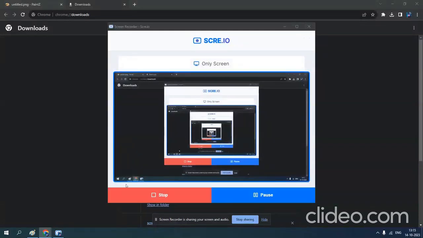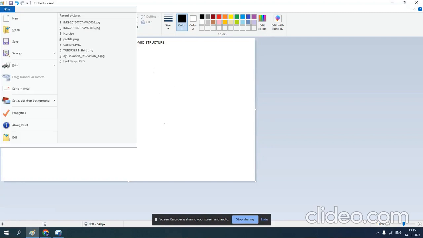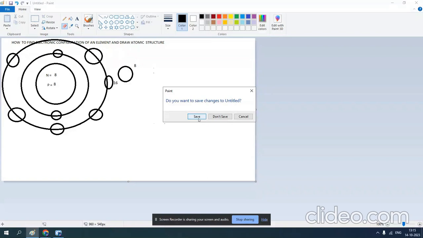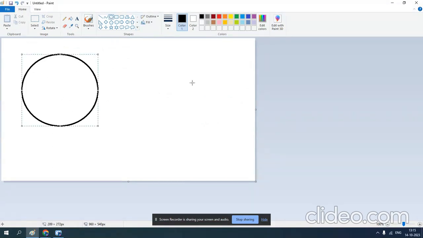Hello guys, today we're going to be seeing how to find the electronic configuration of an element and draw the atomic structure. It's very easy. First, to draw the electronic configuration, we draw the atom. An atom can contain any number of shells. It can contain 4, 5, 6, but the default atoms contain 2, 3.